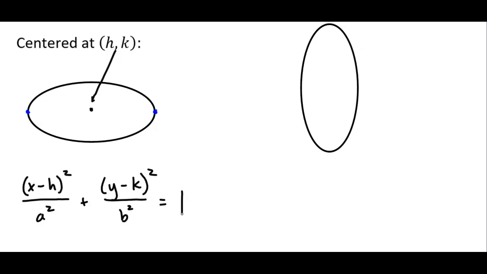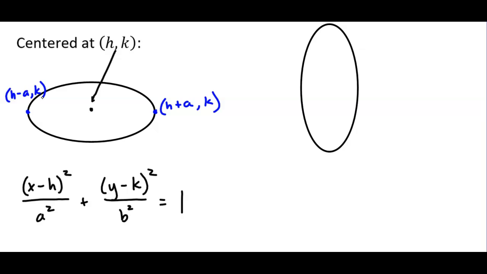All right, now let's go back to the vertices then. What we have to do is take h and add a to it, comma, k. So that's going to be the coordinates for that vertex there. And then on the other side, it's going to be h minus a, comma, k. All right, so that would give you the coordinates then for the vertices.